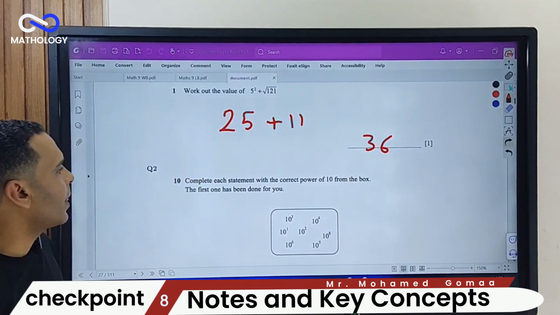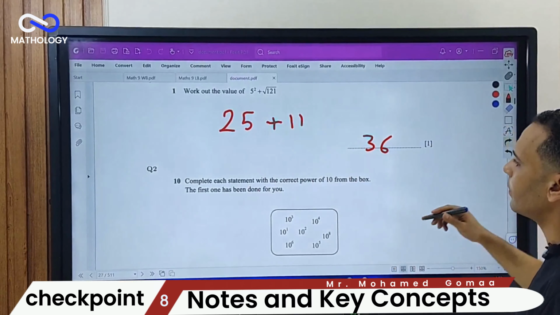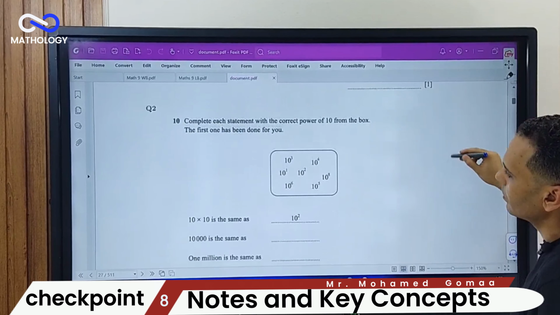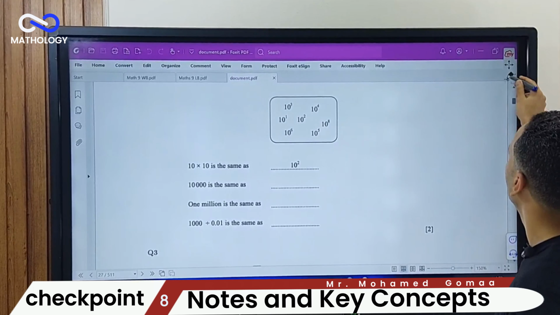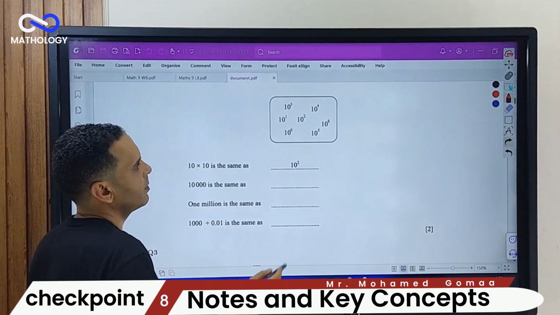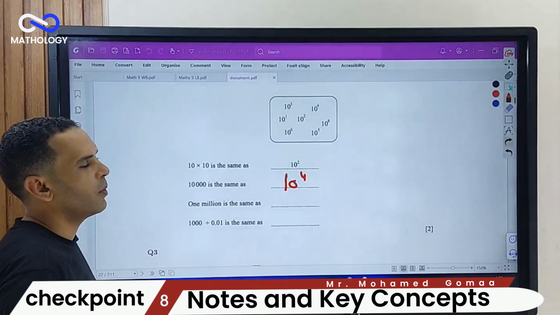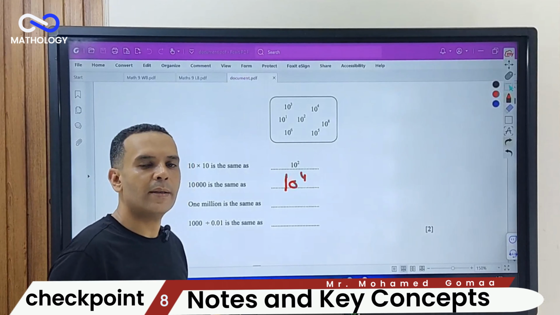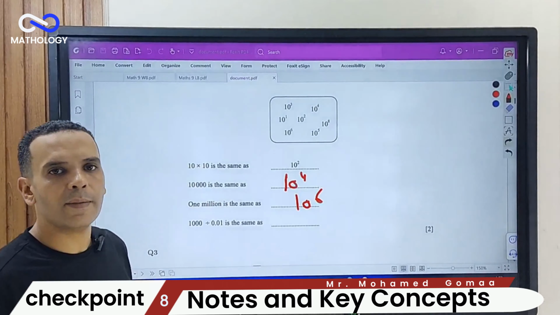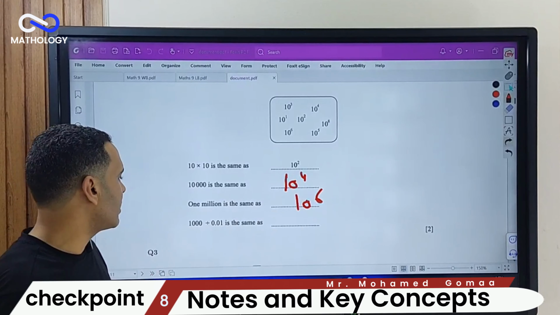Like this. Complete each statement with the correct power of 10 from the box. From the box, the first one has been done for you. 10 thousand, the same as 10 power 4. 1 million has 6 zeros. It will be 10 power 6. 10 multiplied by itself 6 times, you will get 1 million. It will be 10 power 6.